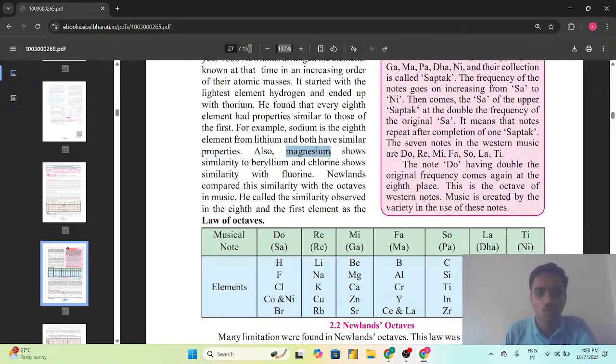Also, magnesium shows similarity to beryllium, and chlorine shows similarity with fluorine. Newlands compared this similarity with the octaves in music. He called the similarity observed between the eighth and the first element the law of octaves.